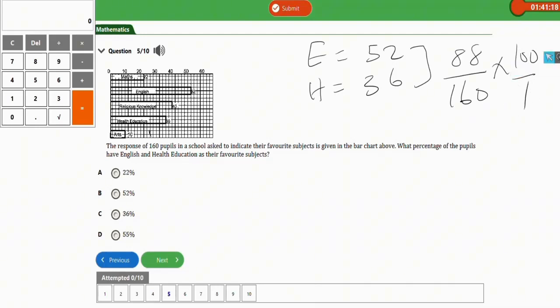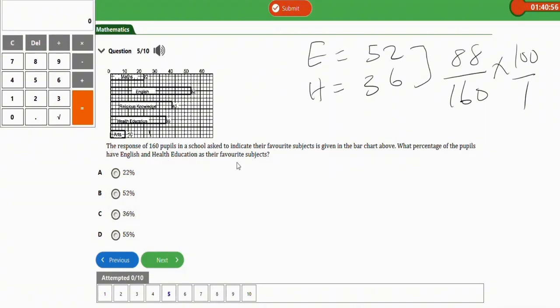So let's punch this on the calculator and see what it's going to give us. We have 88 times 100. What's the output? Divide this by 160. We have it to be 55%. The correct option for this question is option D. Alright, it's as simple as this.